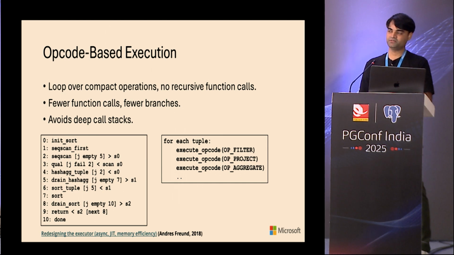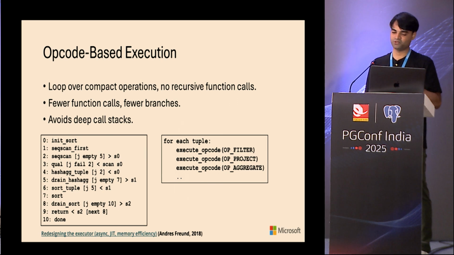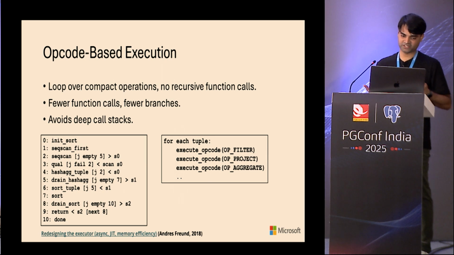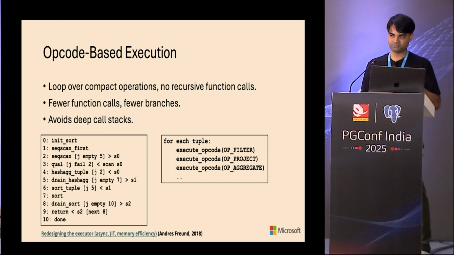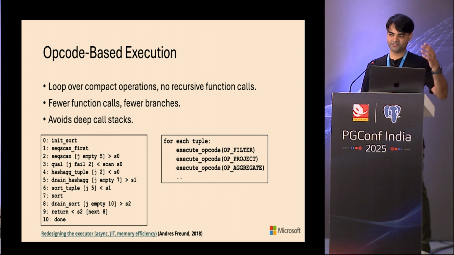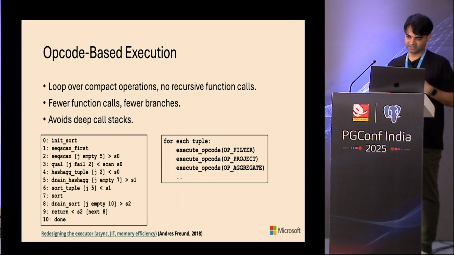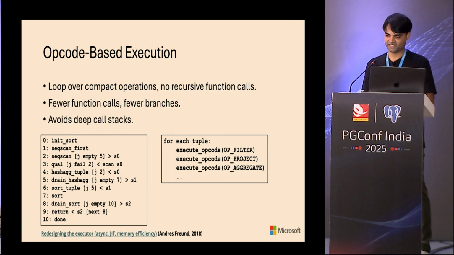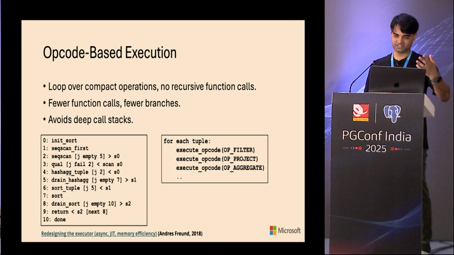So you go straight to sequential scan. You read a tuple, and you check conditions if needed, and you pass that tuple to the node that needs it, the parent node, and the parent node will hand it over to its parent node. And what this means is that you start doing useful work from the beginning. And again, this opcode-based execution doesn't have recursive calls for each plan node's operator.